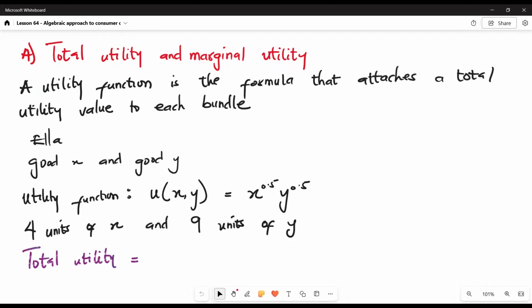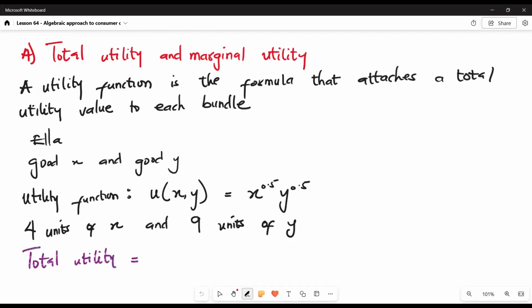So we saw in our previous lessons that for each consumer, we can define a utility function as the formula that attaches a total utility value to each bundle. Let's look at a typical example for this.